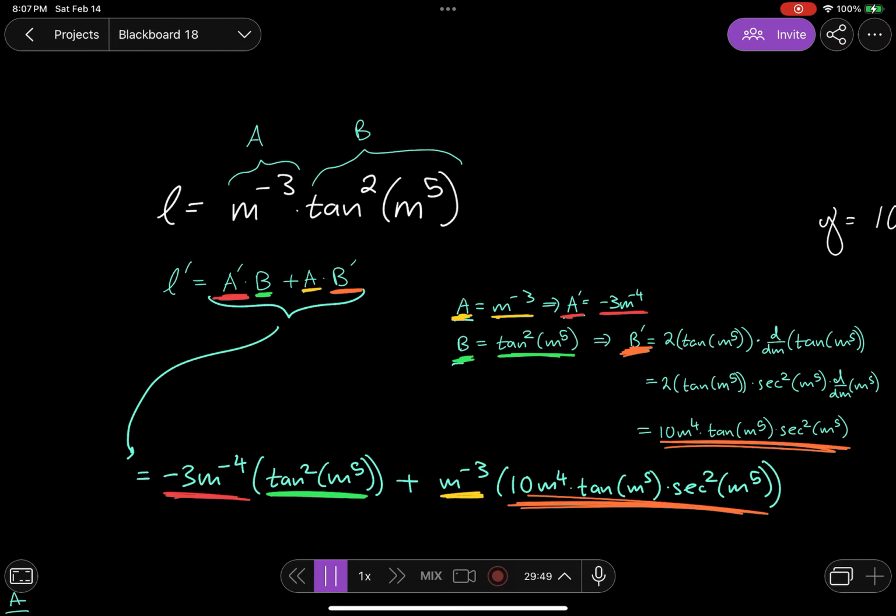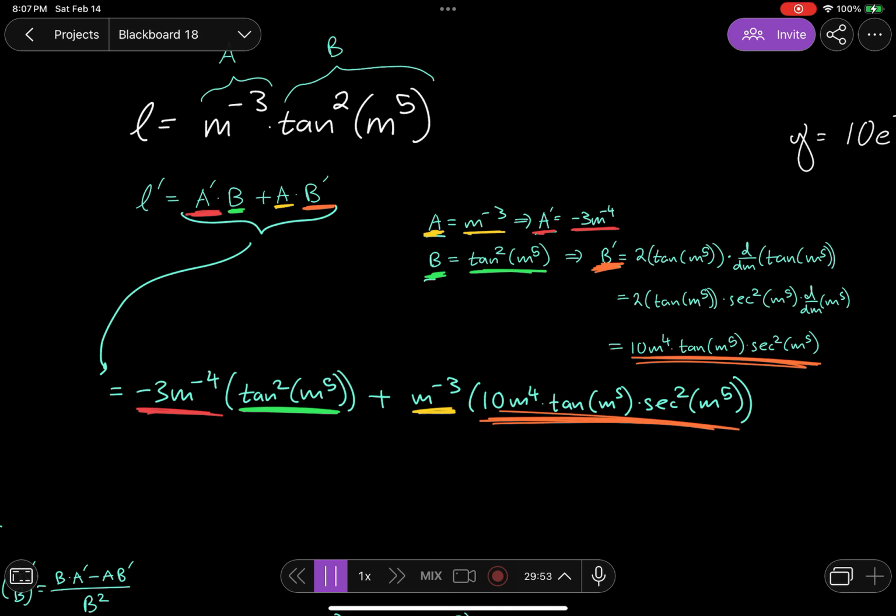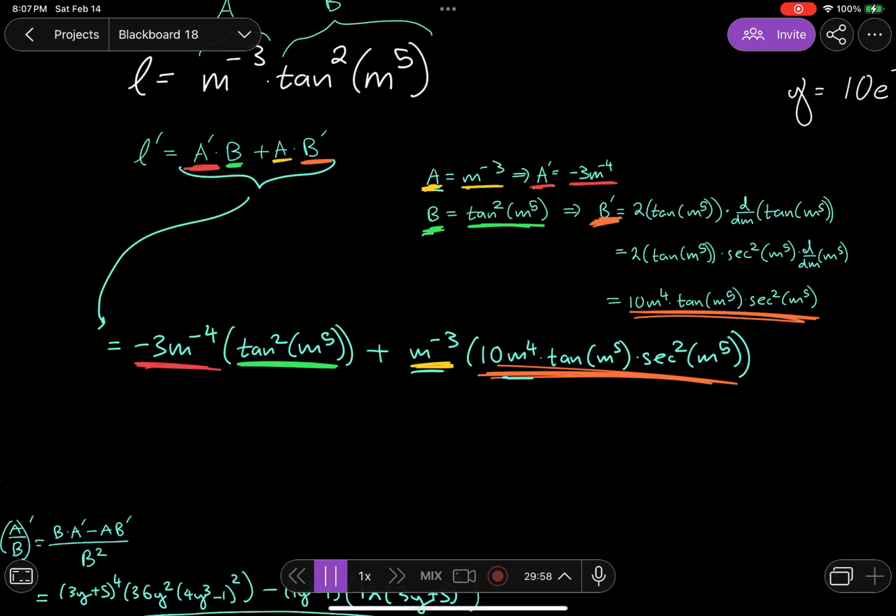Let's see if we can simplify. I think we can, especially right here, because we have this m to the negative 3 and m to the 4th. That's going to simplify to m to the first power. And also, we probably should find common terms. Maybe. Does that make anything look better? Let me think here. I can bring everything in terms of tangents.